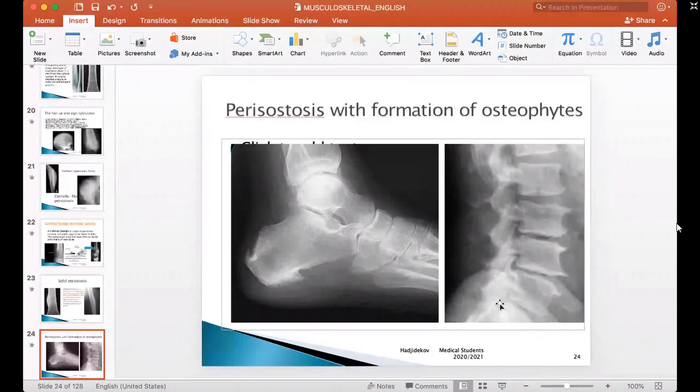In some types of periostosis, we have a combination with formation of osteophytes, like in this so-called spur of the calcaneus, an osteophyte in the lower pole of the calcaneus, or those multiple osteophytes in the anterior parts of the vertebra, in the lumbar spine.